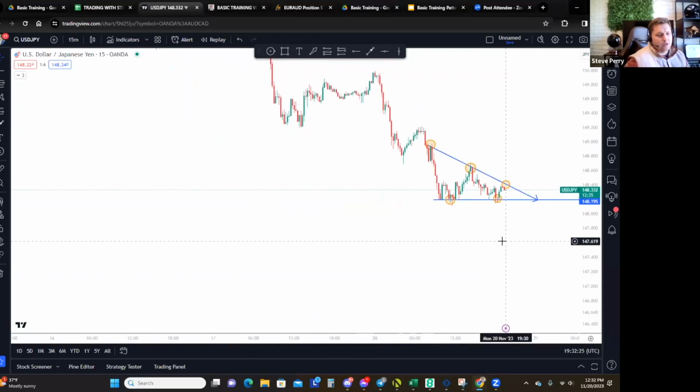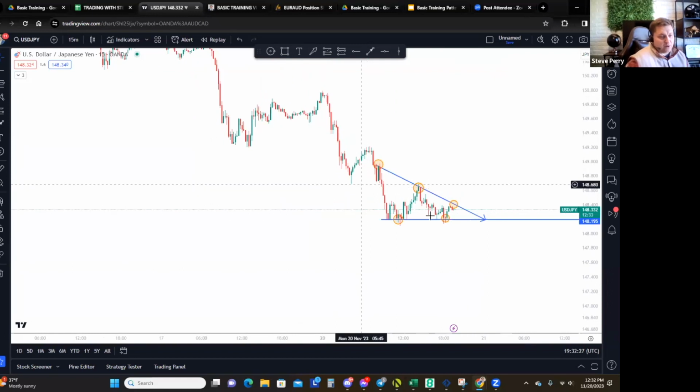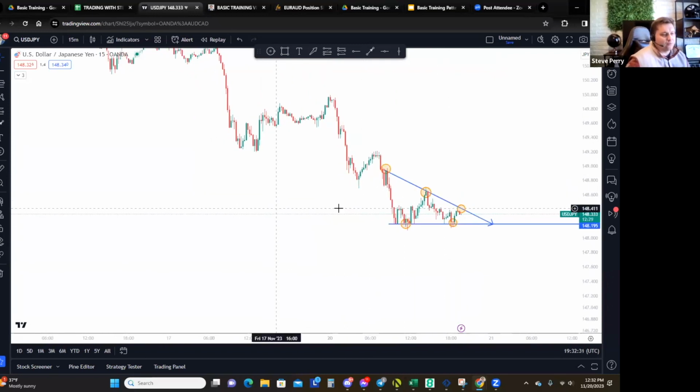Okay, but that actually is a bearish descending triangle. That's literally what I was looking for, and there's a live example right there. So that's pretty cool.